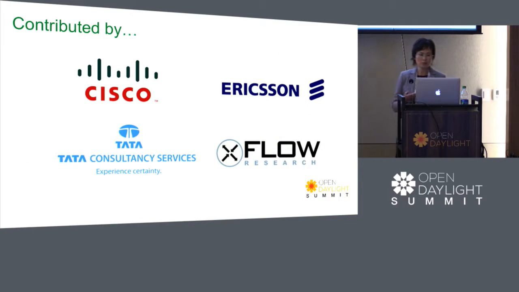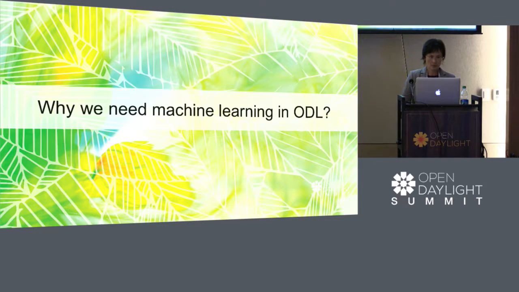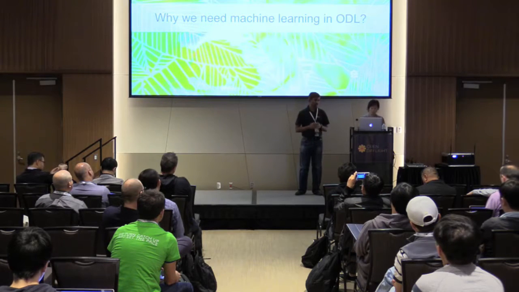Okay, first we would like to talk about the contributors to this project. As always, people are the most important thing for the project. We have contributors from Cisco, myself, Prem from Ericsson, and TCS. I would like to mention two very important people, Rashmi and Razi, who did a lot of POC work for this project, and Xflow Research is also actively working on this. I would like to hand it over to Prem to talk about why we need machine learning in ODL.